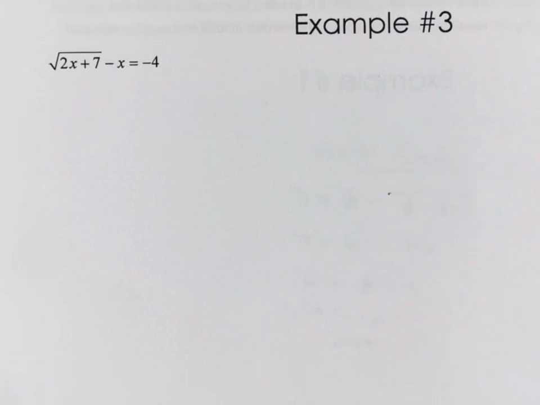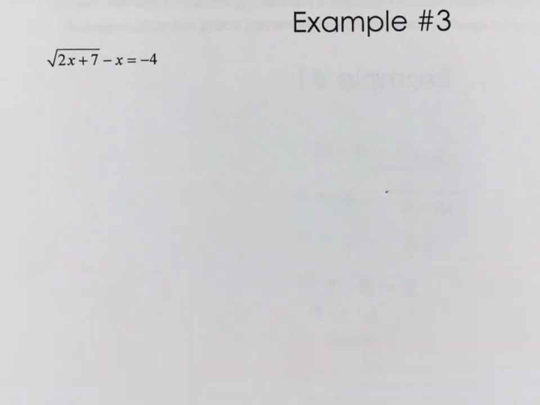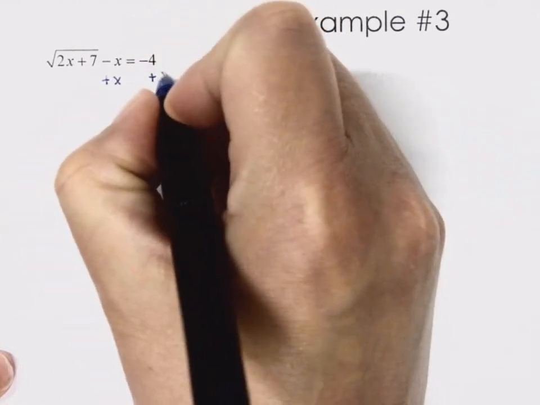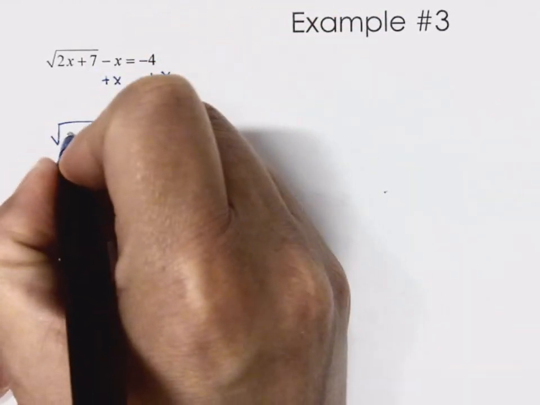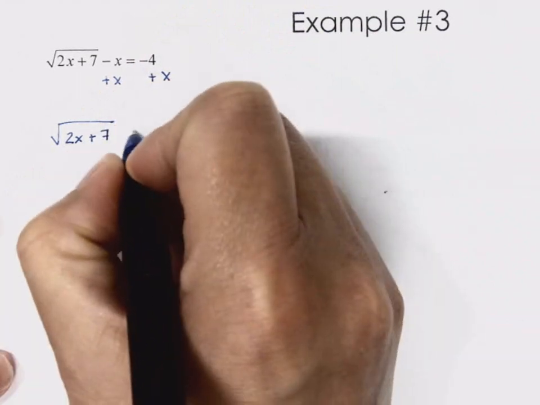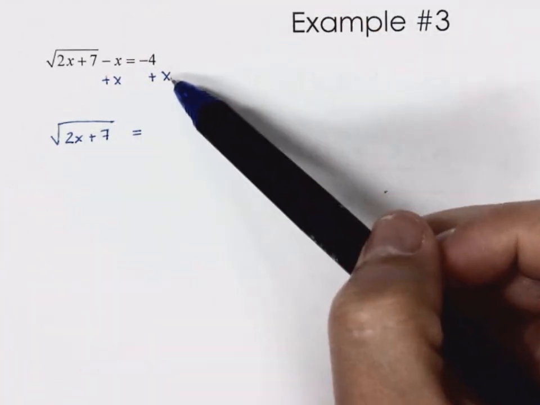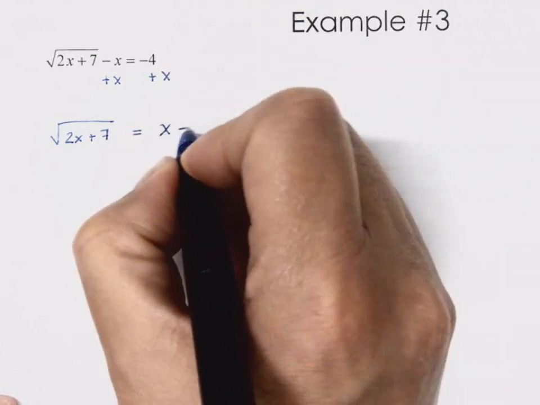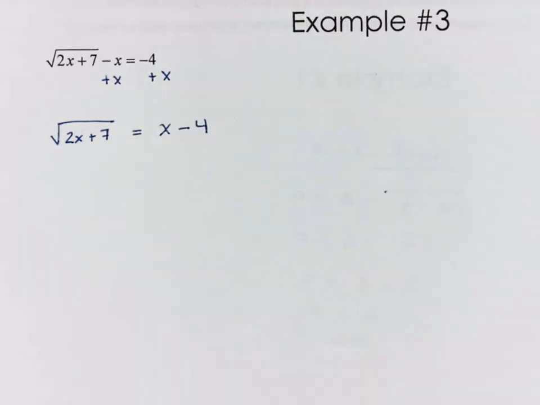Example number 3. What we're going to do, again, is isolate the radical. So I'm going to add x to both sides. So I'm going to have the radical of 2x plus 7 equals, and I'm going to be honest with you, it's just my brain, I want to put the variable first. So the x is positive, so x subtract 4. I don't know why I don't want to put the negative 4 first, plus x. You'll get the exact same answer as we go through, but I just don't want to do it. You can't make me.